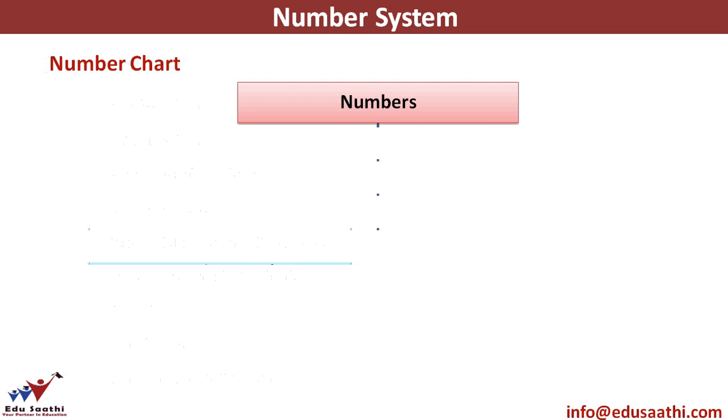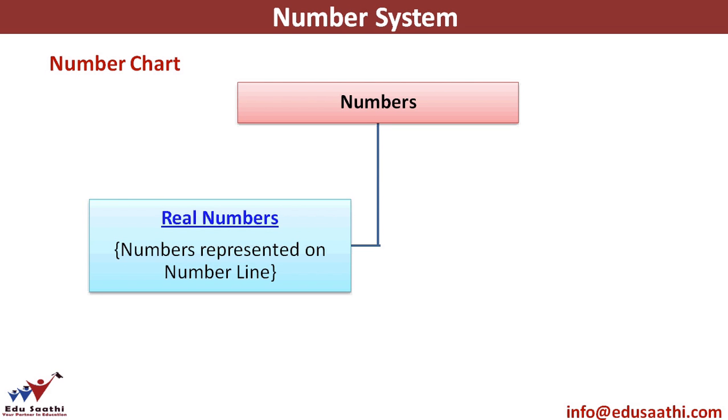Numbers can be divided into two categories. Real numbers. Real numbers are the numbers that can be represented on the number line. Now, if you remember, a number line is a line that extends from minus infinity to plus infinity and has 0 in the middle. This line is called the number line. So any number that can be represented on this number line is known as a real number.